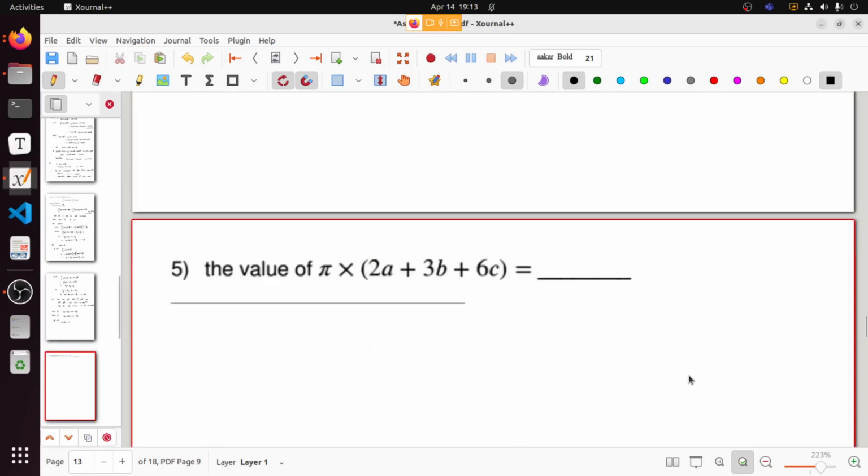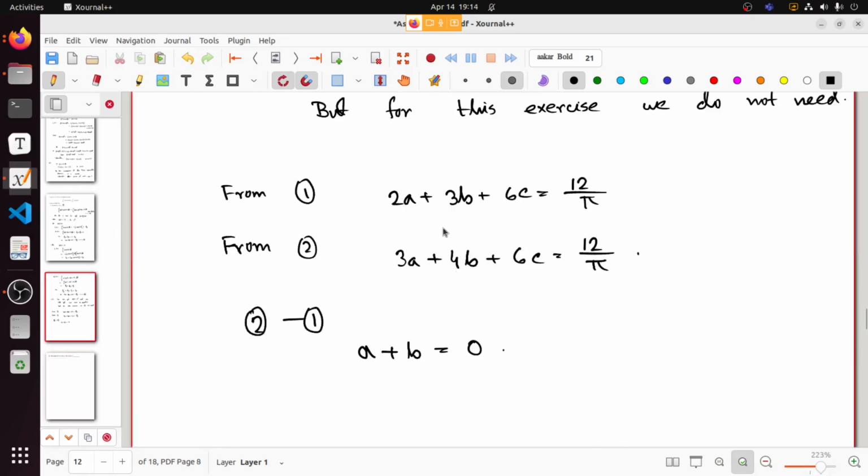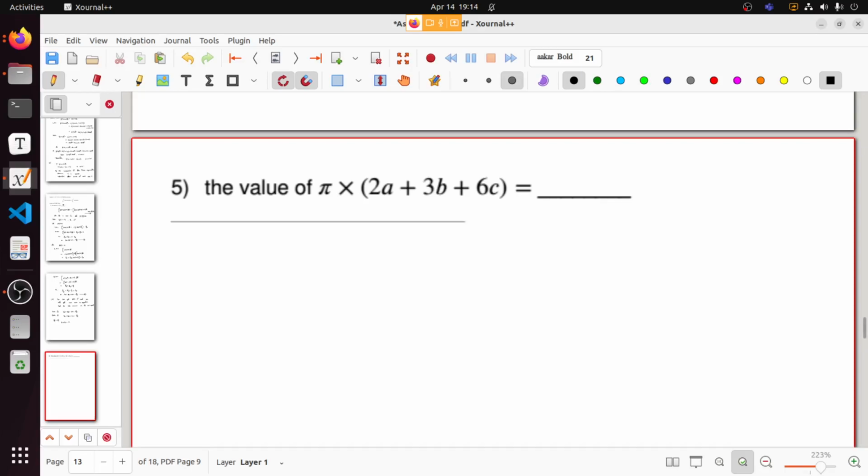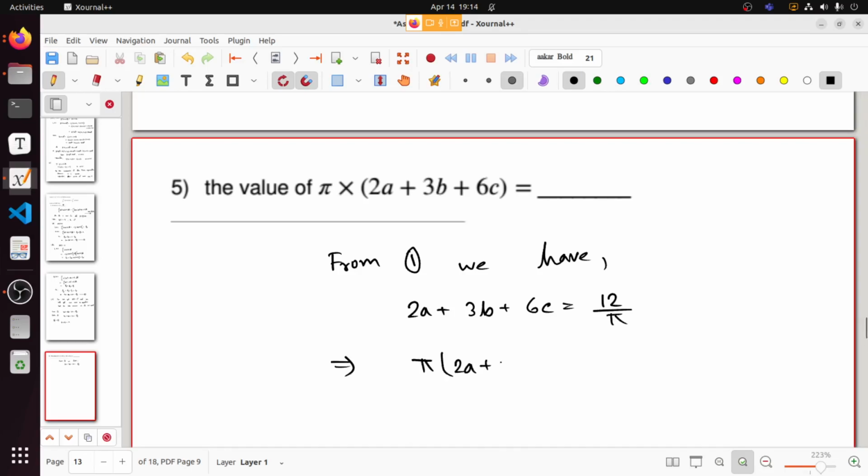Question number 5 is the same question. Here you have to find pi into 2a + 3b + 6c. And what we have got, right? 2a + 3b + 6c equals 12/pi. So from 1 we have 2a + 3b + 6c equals 12/pi. Therefore pi times (2a + 3b + 6c) will be 12. So the answer will be 12, right? So question number 5 is also done.